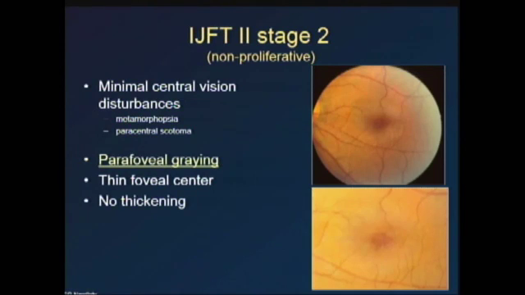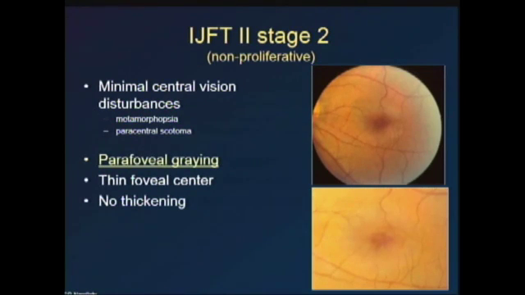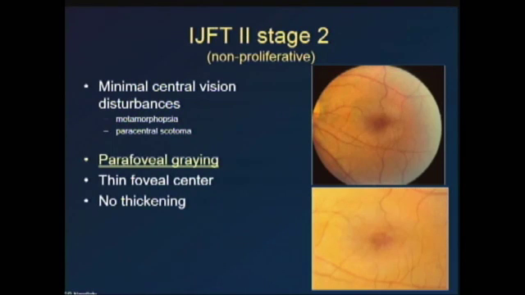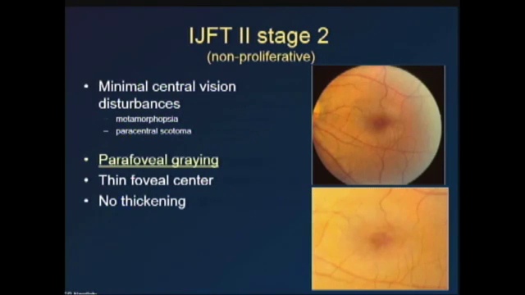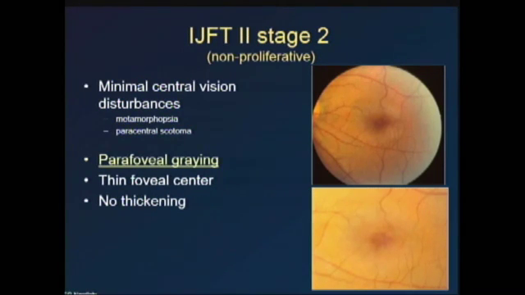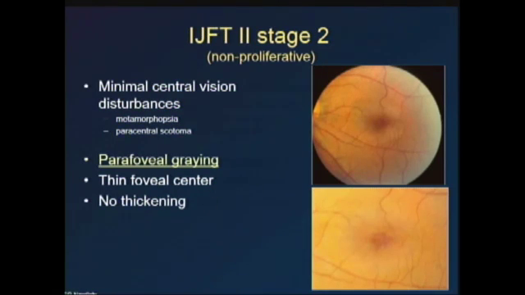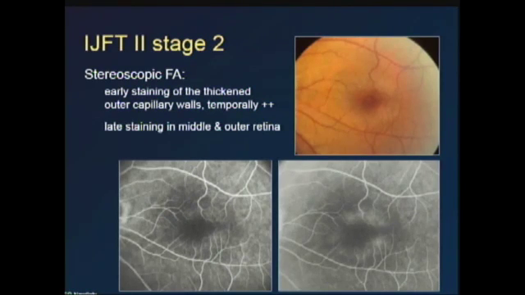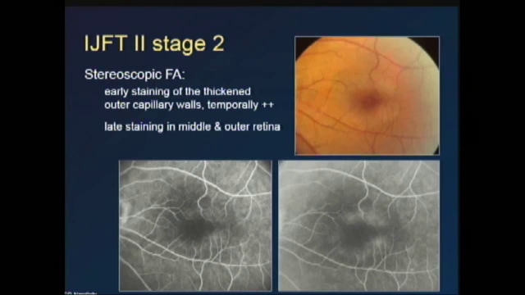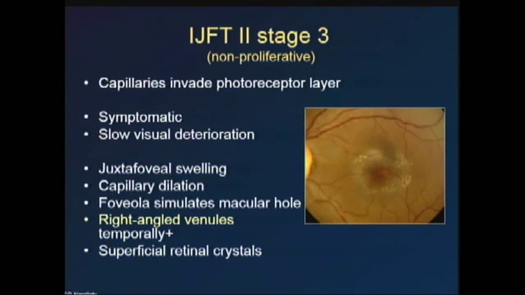Now, in stage 2, you start to have some disturbances of vision, such as metamorphopsia and maybe some paracentral scotomas. People will start saying that they're not reading as clearly as before. And then the perifoveal graying becomes a little bit more obvious, and the foveal center is thin. So this is why sometimes people think that this could be a macular hole, but there is no macular hole. You do a fluorescein angiogram, you will see the same kind of abnormal hyperfluorescence that you see around the fovea, and then with staining around the fovea.